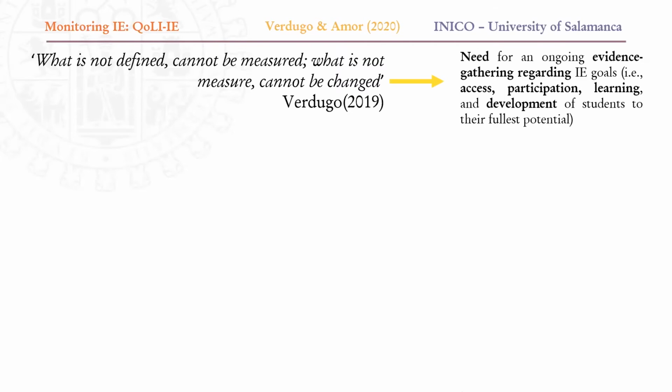Therefore, given that inclusive education is an ongoing process aimed at specific goals, it is necessary to gather evidence continuously about the extent to which the actions implemented in a given school are producing advances in the inclusion of their students. In addition, monitoring inclusive education is also important due to two fundamental reasons.